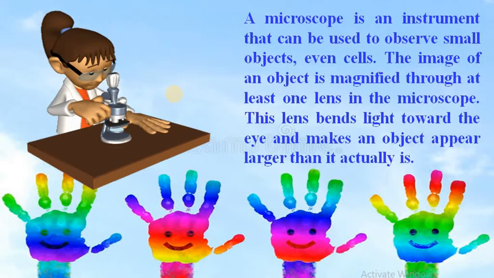This is microscope. A microscope is an instrument that can be used to observe small objects, even cells. The image of an object is magnified through at least one lens in the microscope. This lens bends light towards the eye and makes an object appear larger than it actually is. A microscope is used for enlarging small objects.